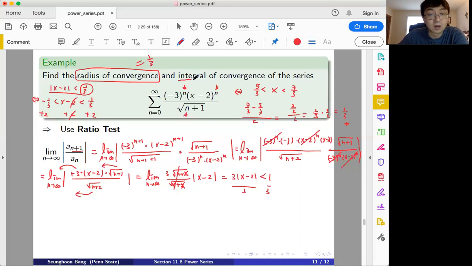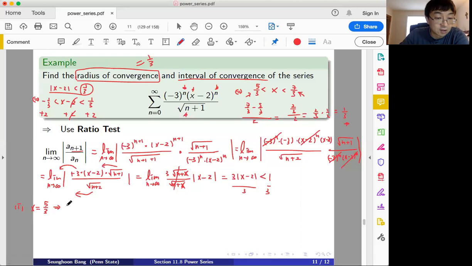What about the interval of convergence? You can check the endpoints. What are the endpoints? x equals 5/3, x equals 7/3. So case 1, you check one endpoint, x equals 5/3. You just plug this value into here.